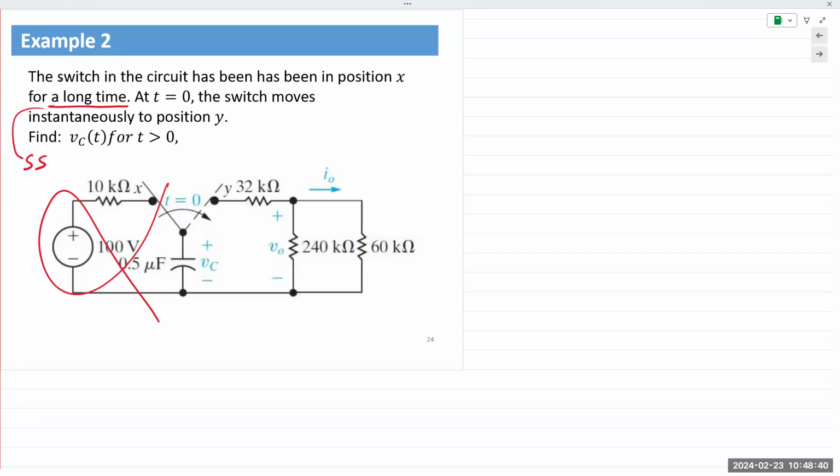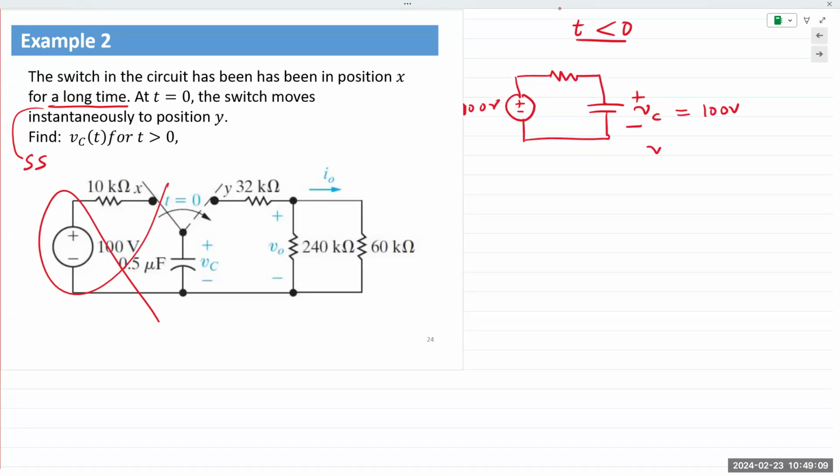So let's draw the circuit diagram for t less than 0. For t less than 0, it's simply a source, resistor, and capacitor. And because a long time has elapsed, we would simply assume that VC is 100 volts. So the value for VC at 0 minus is 100 volts. That's the initial setup.